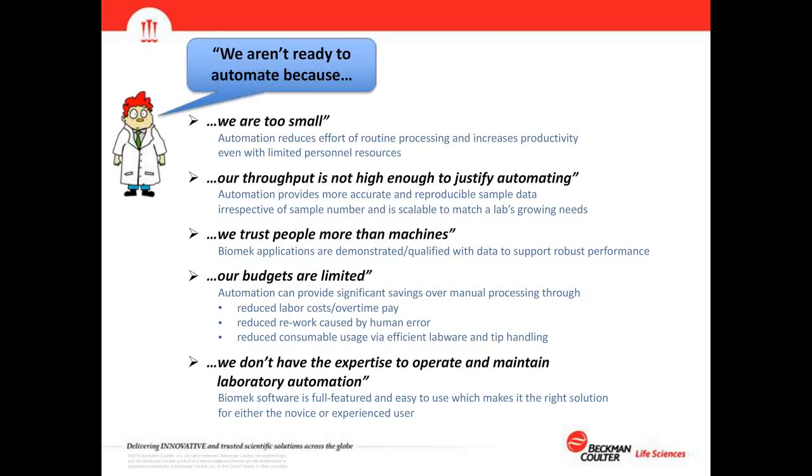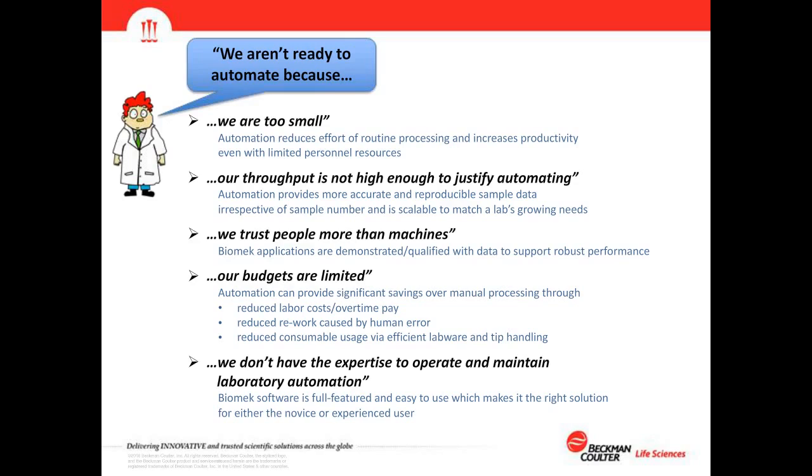And here are a couple of examples. We start with some things we hear in our everyday work talking to customers. A lot of our customers, when we approach them about automation, respond, hey, we're too small for automation. Well, you're never too small for automation, because automation is not necessarily only targeted at high throughput. Automation does reduce the effort of routine processing and does increase productivity even with limited personnel resources. If you have one person that understands how to run a Biomek or a liquid handler, that already gives you a significant increase in efficiency.